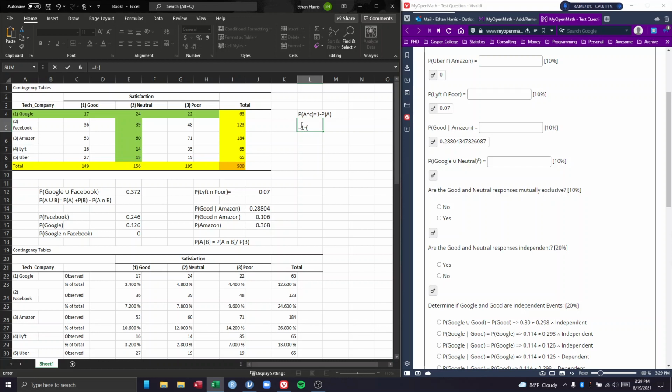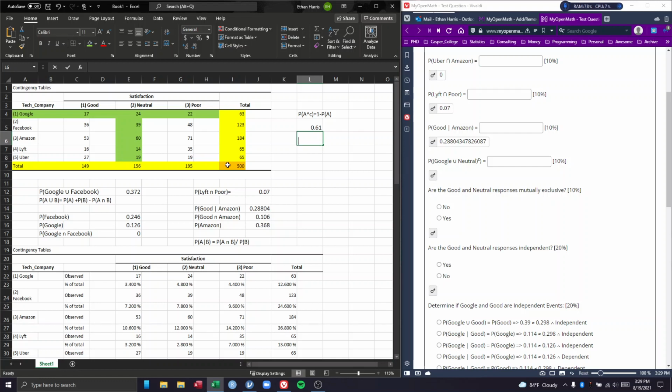What I can do is 1 minus the sum of all the green area. It's the exact same thing. So let's sum it up real quick. 17 plus 24 plus 22 plus 39 plus 60 plus 14 plus 19 divided by 500. That's one way to get it, this 0.061.